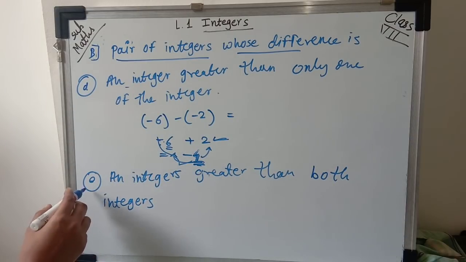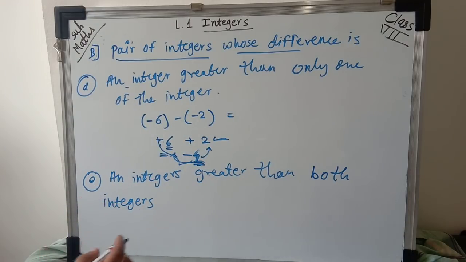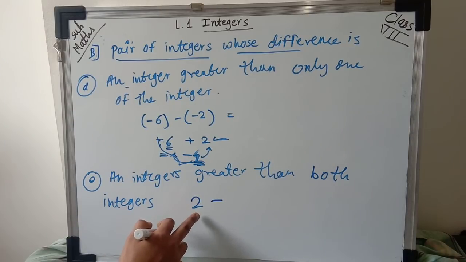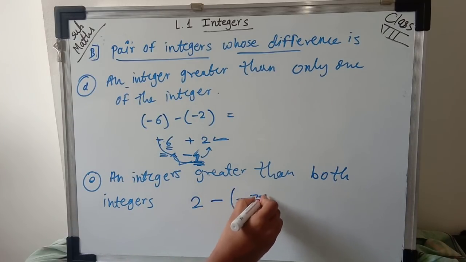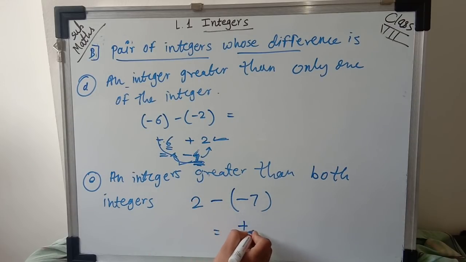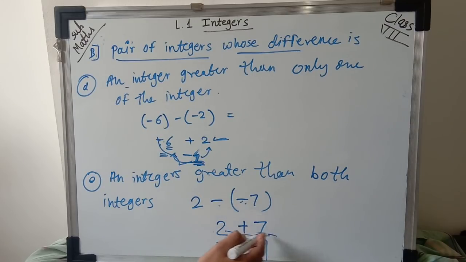Now let's see the last pair of integers whose difference is greater than both the integers. Here also what you have to do is take one positive integer, and after that you have to subtract with the negative integer. Okay, so here negative becomes positive, so minus becomes plus, and plus sign you have to give and write 7 and 2. So 2 plus 7 is equal to 9. So this value is greater than both the integers.